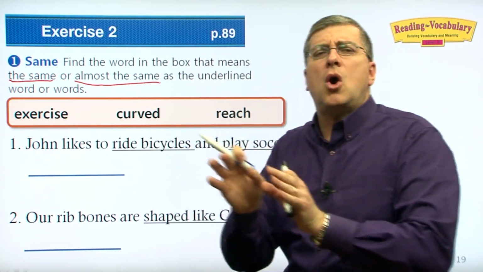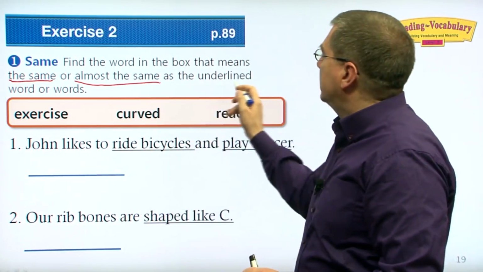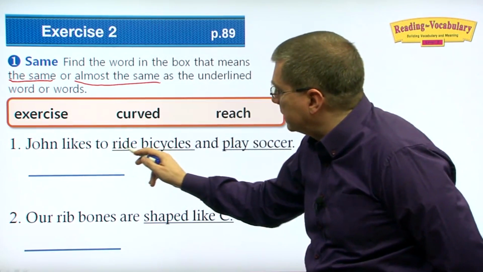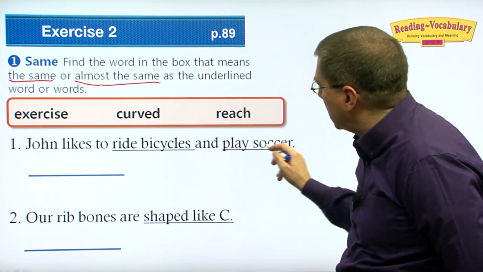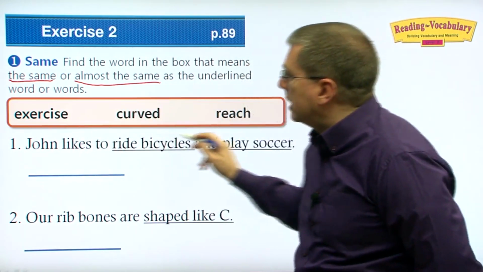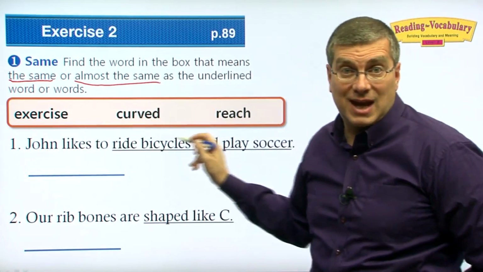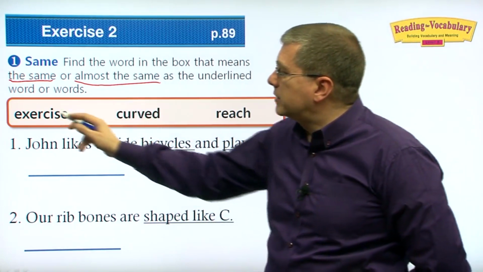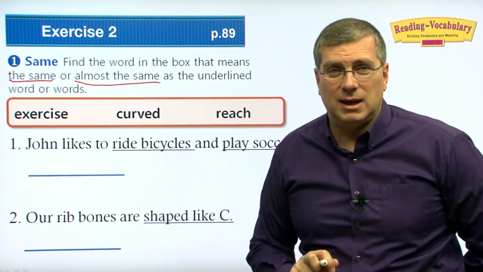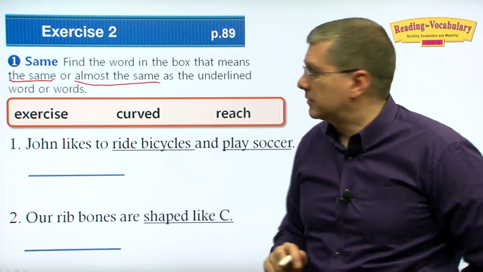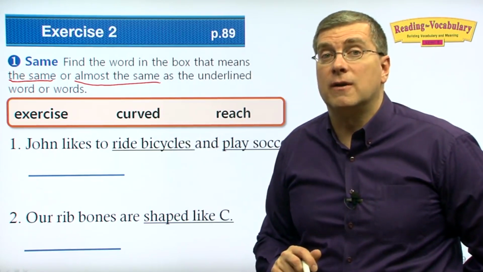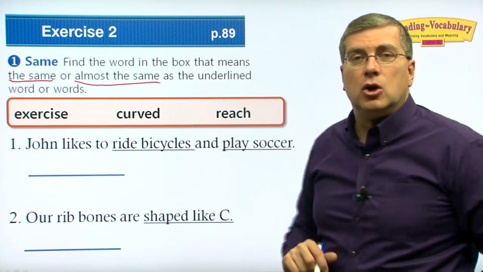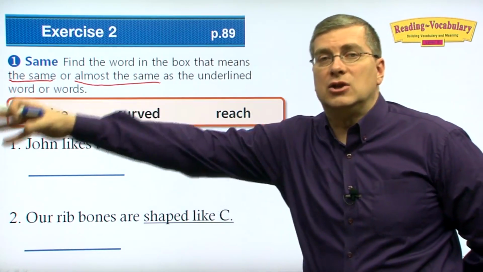So the same or almost the same as the underlined word or words. So we see the sentence here, we see this is underlined, this is underlined. Which word is similar or the same as these underlined parts of the sentence? Our words are: exercise, curved, and reach.